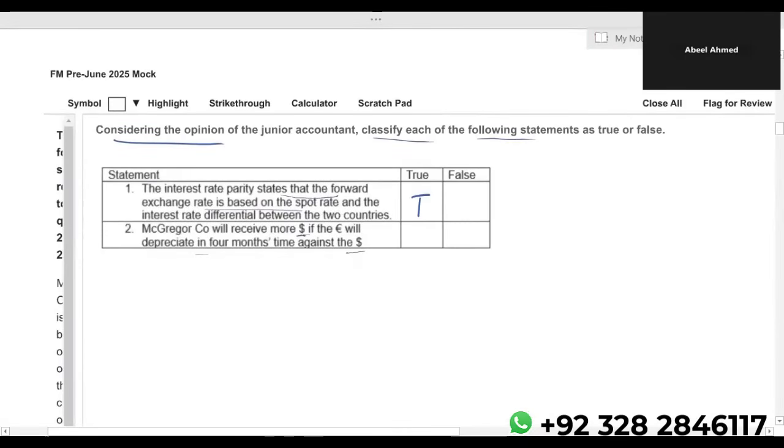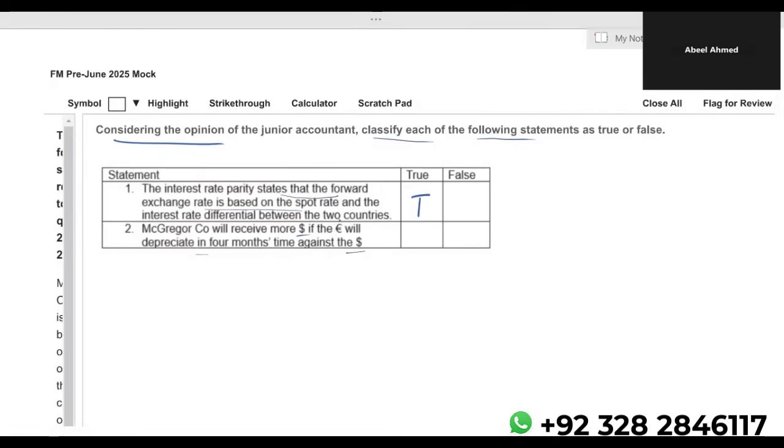Mac George company will receive more dollars if the euro depreciates. Actually, number one is a scenario of receipts. There's an export. And logically, if foreign currency is depreciating, it means local currency appreciates. Local currency becoming stronger, strengthened.